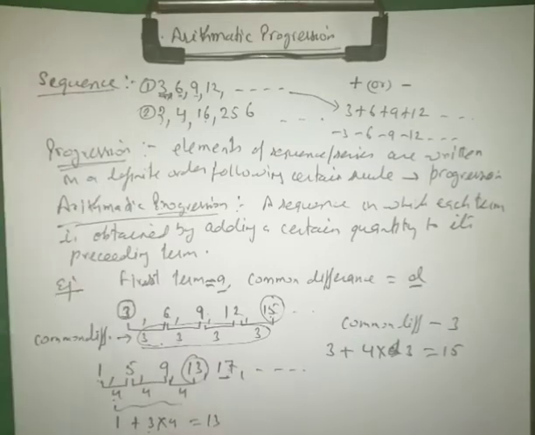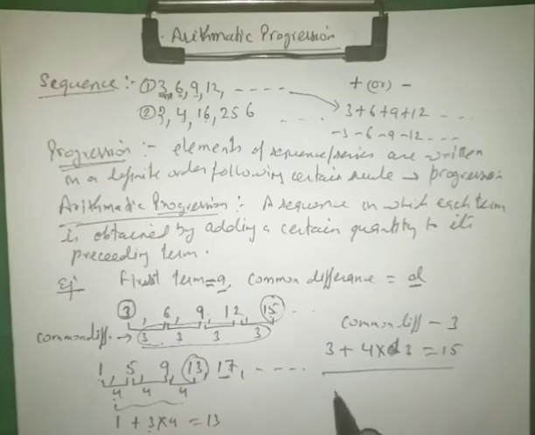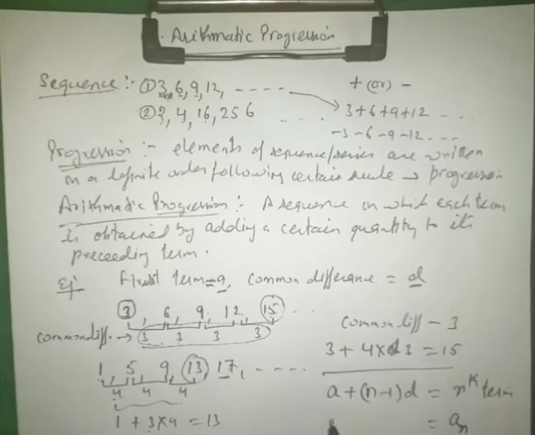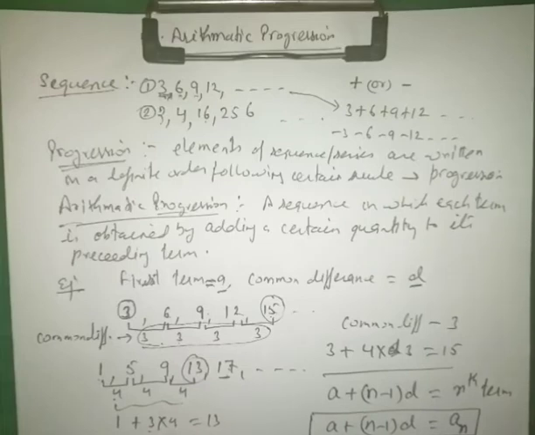Similarly, if a is the first term, then I will add n minus 1 times the common difference to get the nth term. Here the nth term is represented by an. So an equals a plus n minus 1 multiplied by d. This is the formula used for the nth term. This an is sometimes written as tn also.